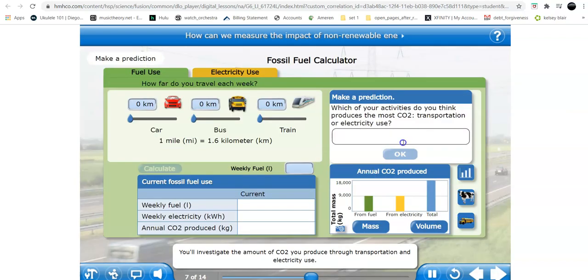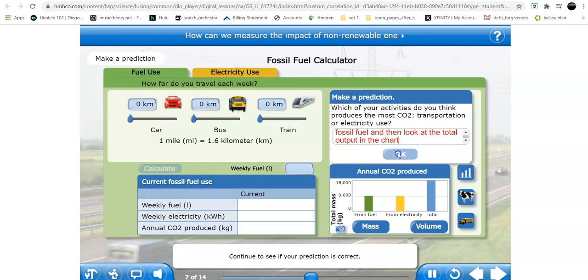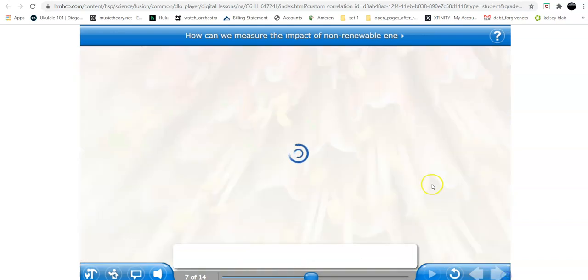You'll investigate the amount of CO2 you produce through transportation. Continue to see if your prediction is correct. Okay, so that is where I'm going to go ahead and put that in. I think I just go like this.